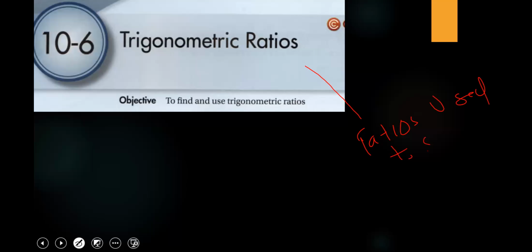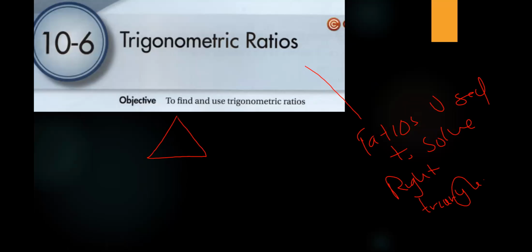Now, the first thing that you have to know is that the trigonometric functions or trigonometric ratios are ratios used to solve the right triangle. So the trigonometric ratios are ratios used to solve the right triangle. Only for right triangle. You cannot use it for an equilateral triangle or an acute triangle or any type of triangle.